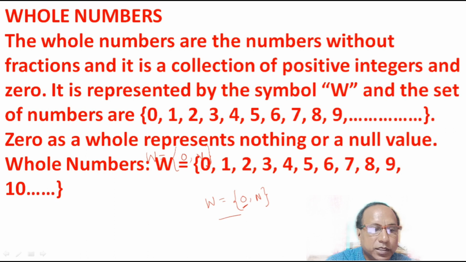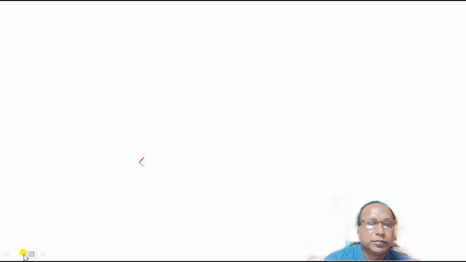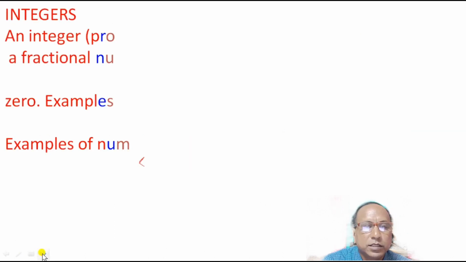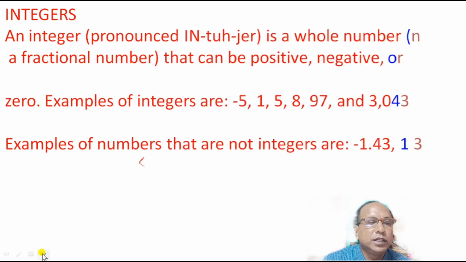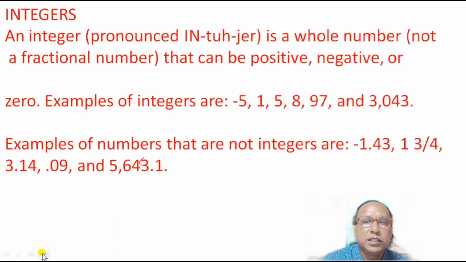The next topic we discuss is integers. What is an integer? An integer is a whole number but not a fractional number that can be positive, negative or 0. Examples of integers are -5, 1, 5, 8, 97 and 3. These are all integers. Or you can represent integers on a number line also.